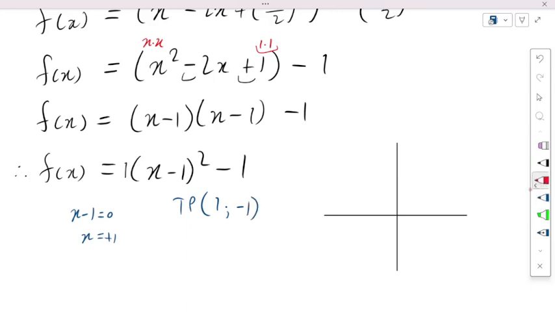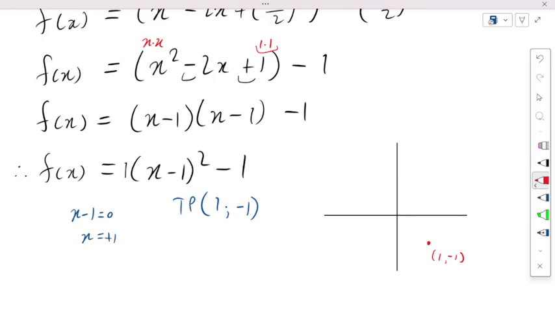Here, let's sketch the function. We'll have the turning point at 1 and negative 1, which we can situate somewhere here. Okay. So this will be 1 and negative 1, like so. And then we need to look for the intercepts.